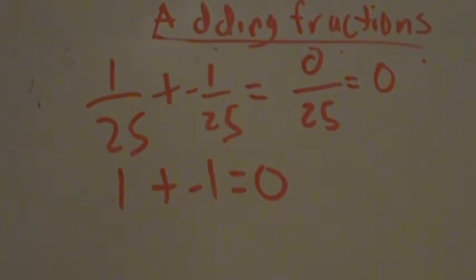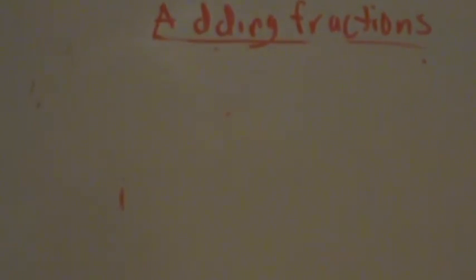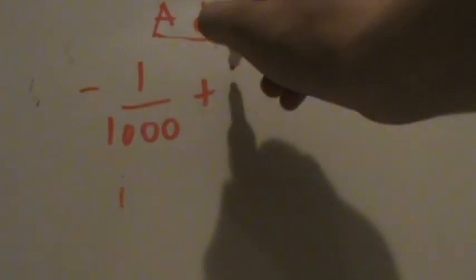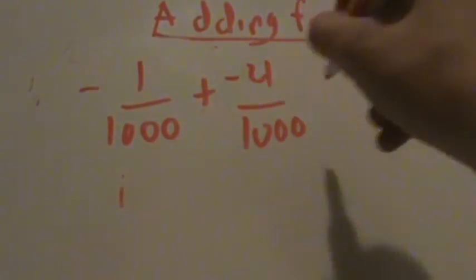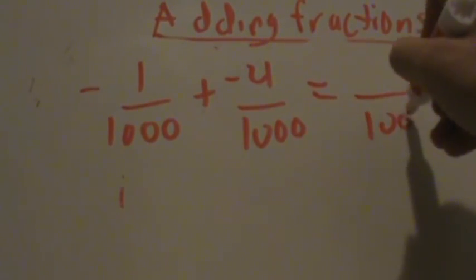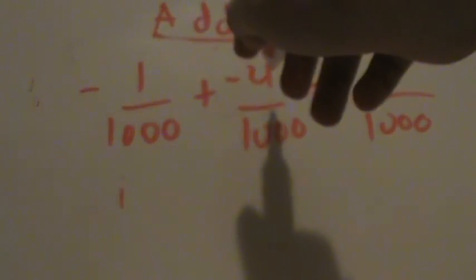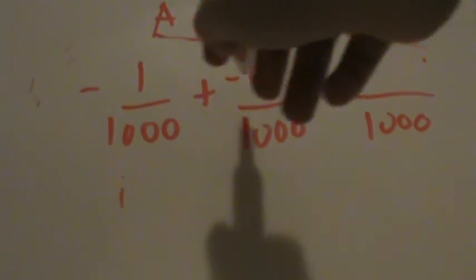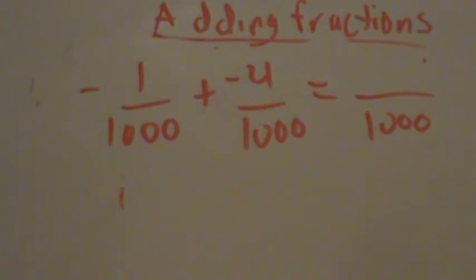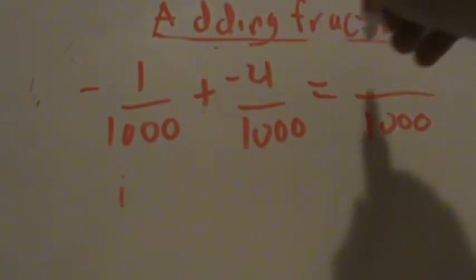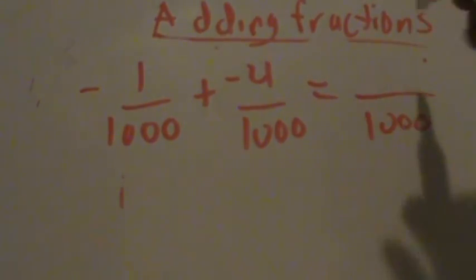So now let's look at the situation where we add two negatives. Let's say I have negative 1 over 1,000, and I add negative, actually, let's do negative 4 over 1,000. So we have the same denominator, so we know that we're fine there. And now the same idea happens when you add two negatives together. It's like adding the two positives together, but you just put a negative sign with it. So 4 plus 1 is 5, but we have two negative signs here, so this is negative 5.